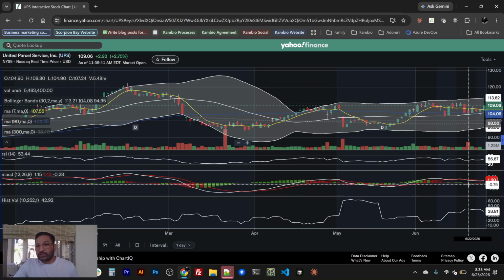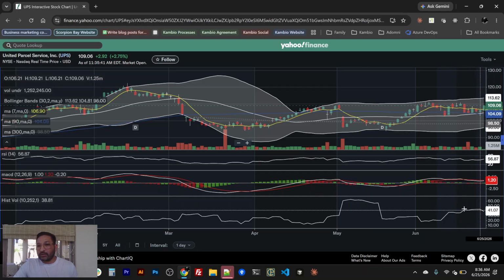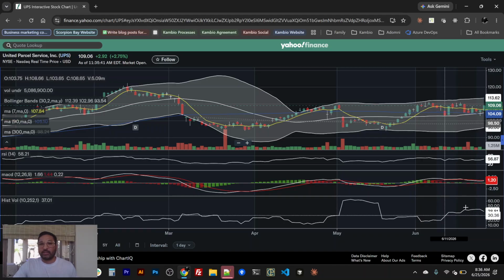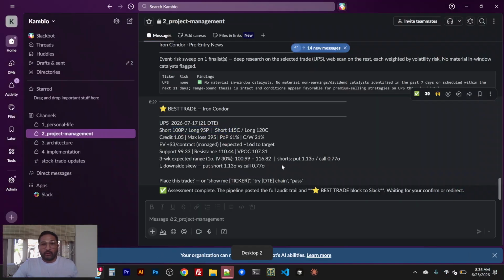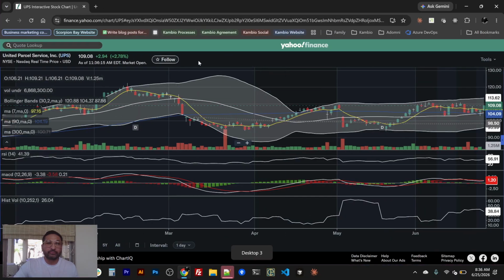MACD's looking like it's converging. This histogram's super small, which is a good sign. We've got our HVs on a little bit of a decline. It's up here, but then down. So that's still a good sign. You want to be in the 30 to 50 range, so that's pretty good. So let's try to place this bad boy and see what we get.